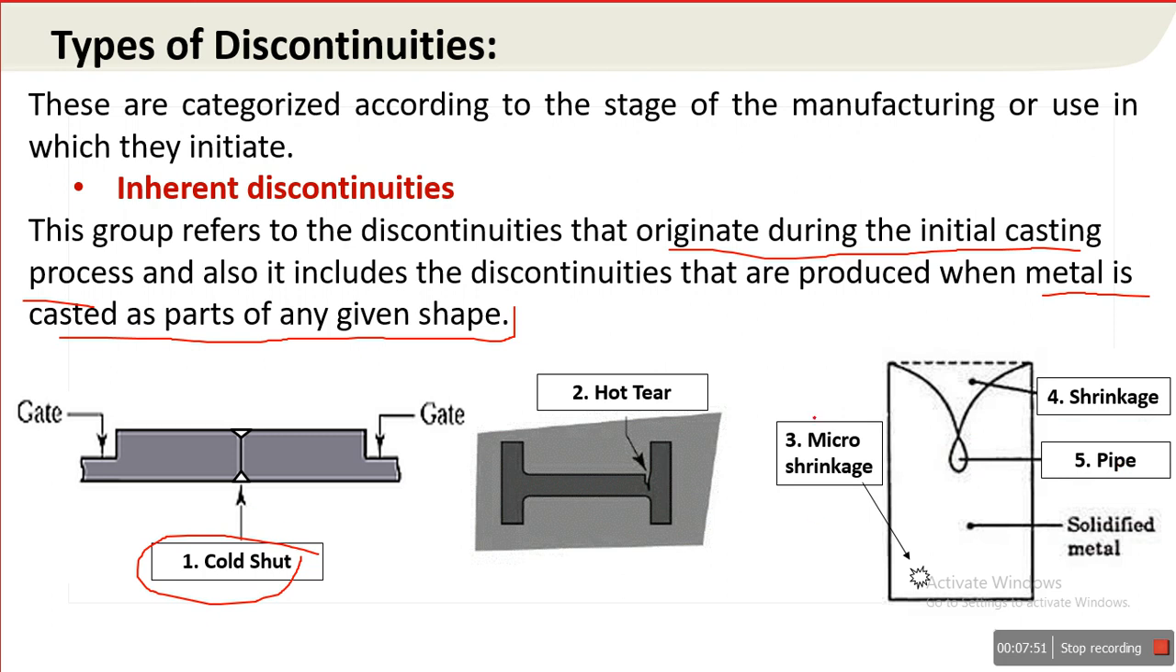So look here on the screen. First one cold shut, second one hot tear, next one micro shrinkage, fourth one major shrinkage, and then pipe defect. These types of defects are the examples of inherent discontinuities which originate during the initial casting of raw material as well as component.